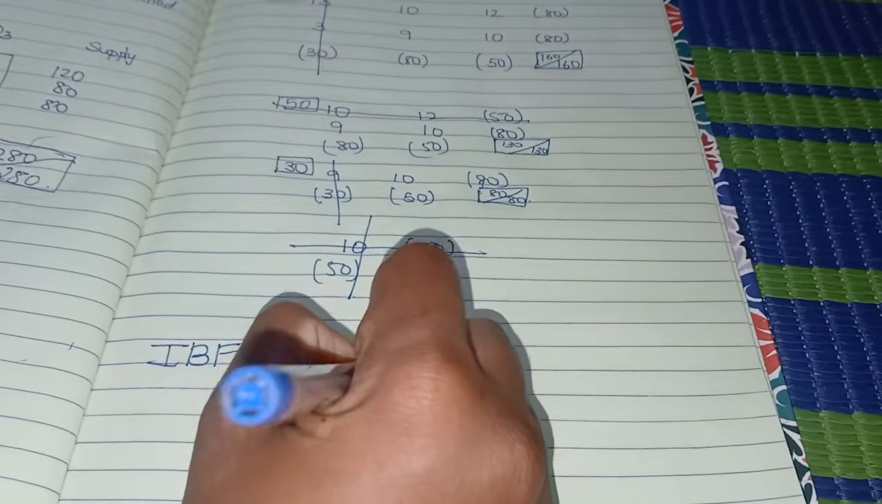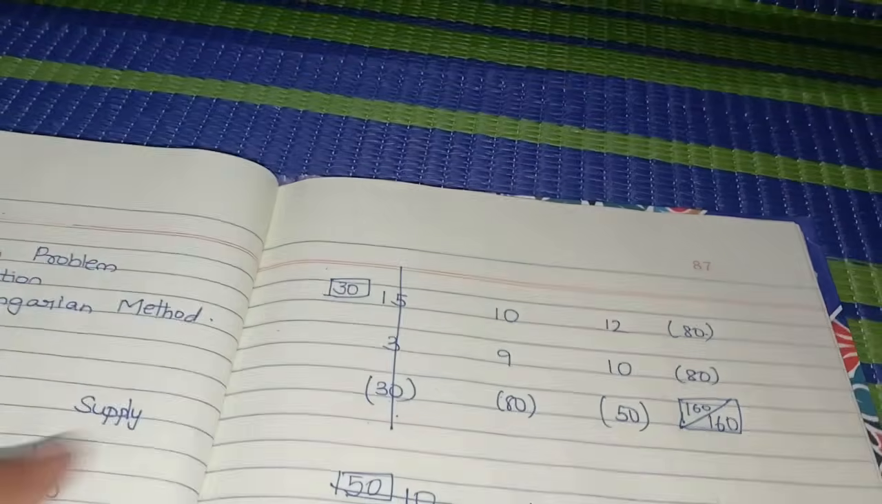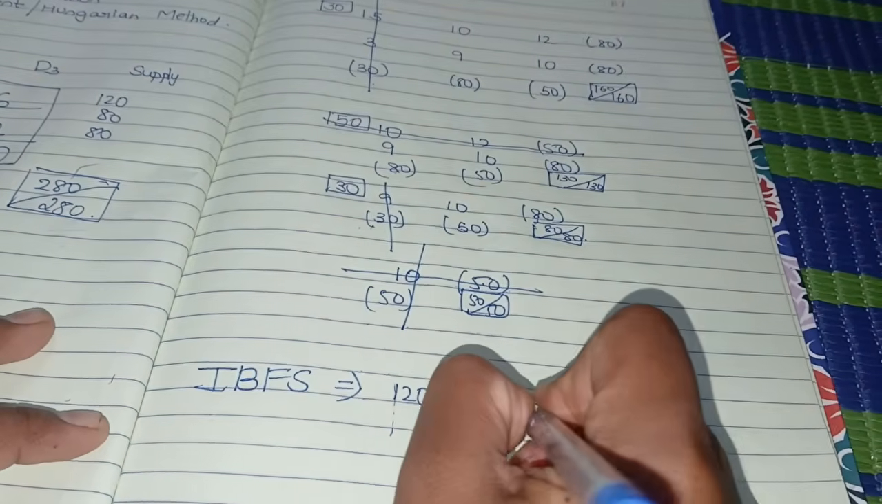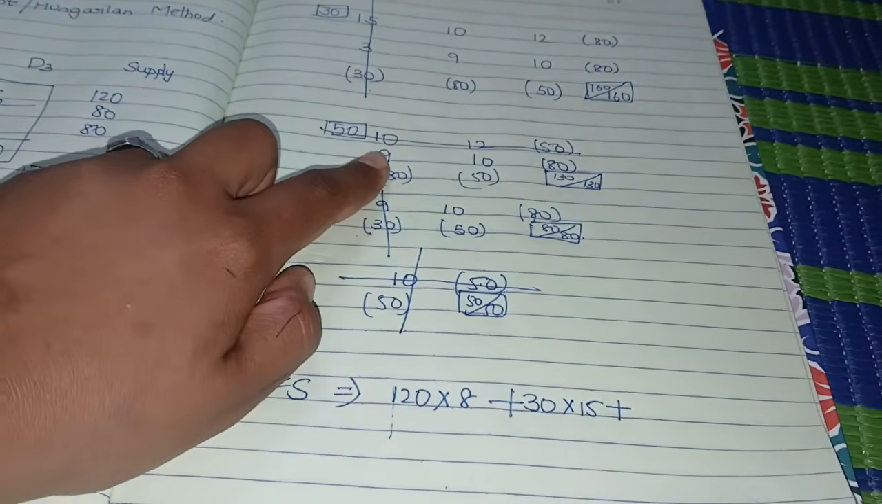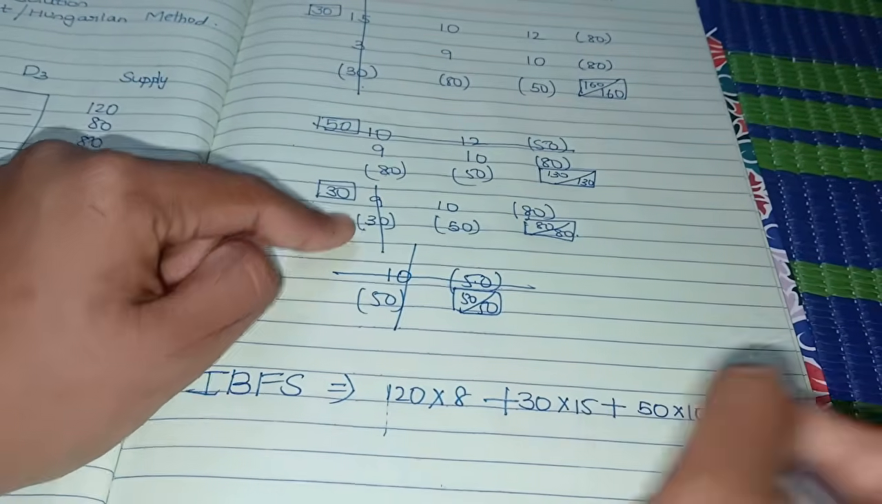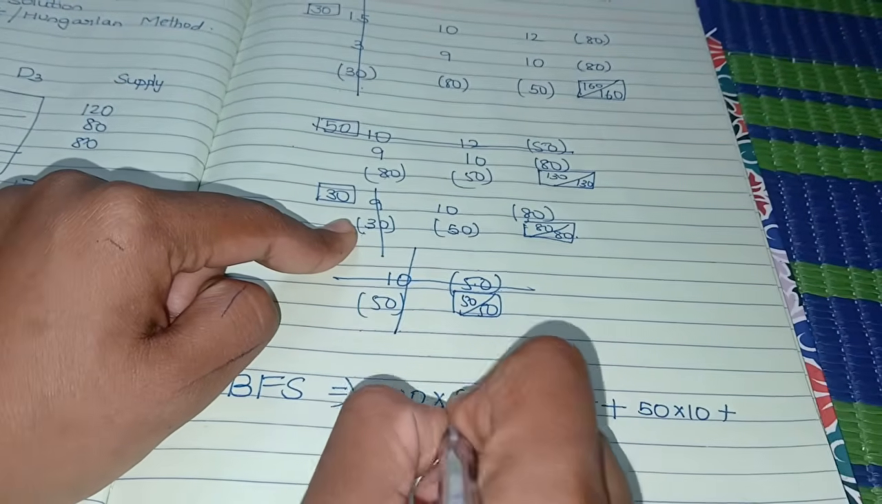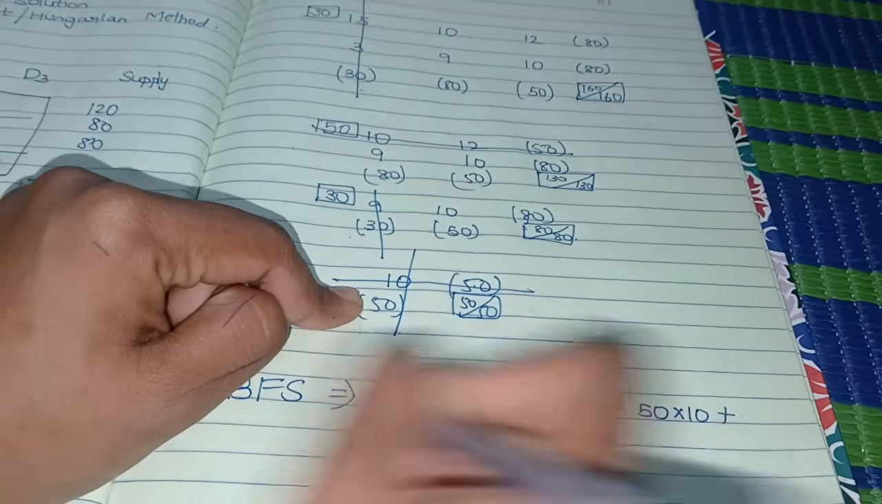12 into 8 plus, again plus. In the second one, 30 into 15 plus 30 into 15. Next, 50 into 10. Sorry, 50 into 10. Next, 30 into 9. Next, 10 into 50.